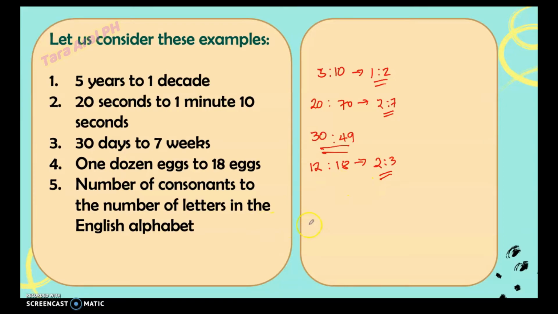Last example. The number of consonants to the number of letters in the English alphabet. So we know that the number of consonants is 21 and the total number of letters in the alphabet is 26. So let's see if we can still get the lowest term, 21 and 26. Okay, 2 cannot be, and 3 cannot be. So this is our final answer.